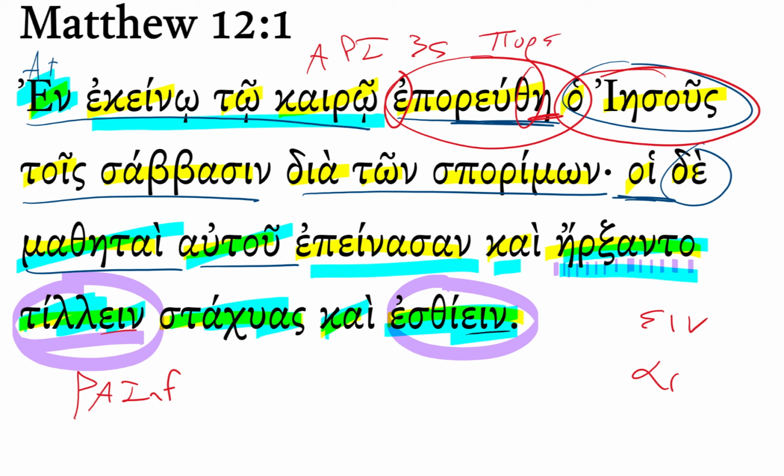Well, of course, because it's from the verb paruomai, which is a middle-only verb. So we're going to say this is a medial passive. It's a passive form that conveys a middle idea. Jesus went on the Sabbath.